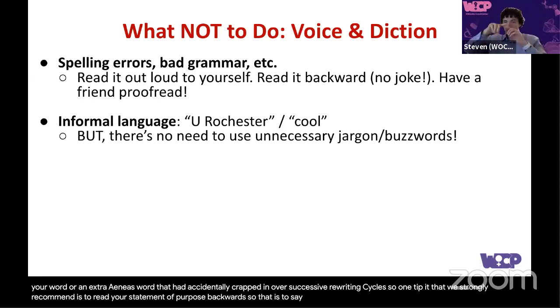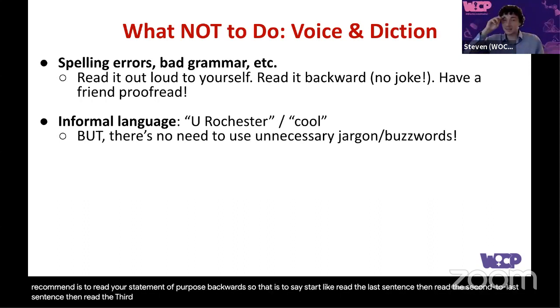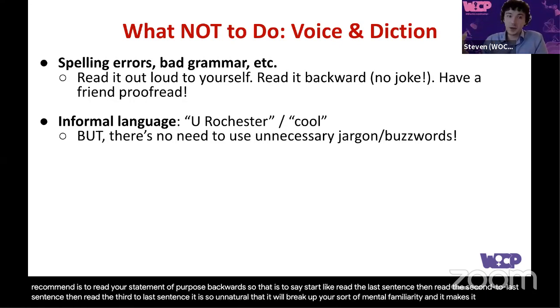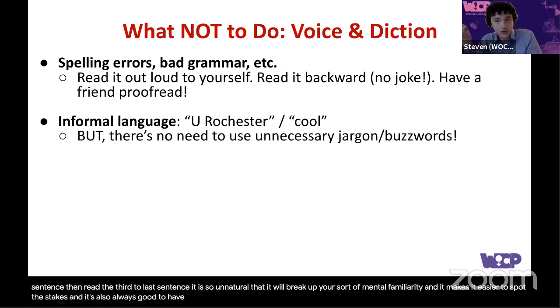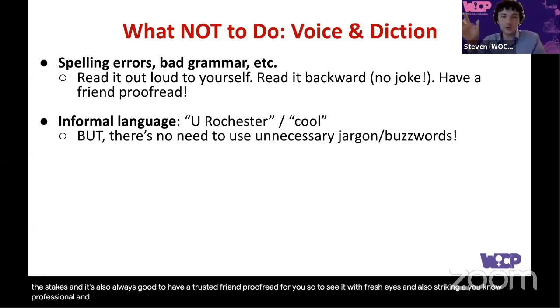So that is to say, read the last sentence, then read the second to last sentence, then read the third to last sentence. It is so unnatural that it will break up your mental familiarity, and it makes it easier to spot mistakes. And it's also always good to have a trusted friend proofread for you, so to see it with fresh eyes. And also striking a professional and formal tone is also important.